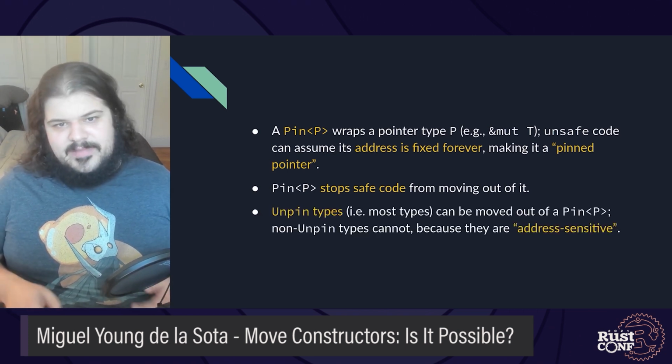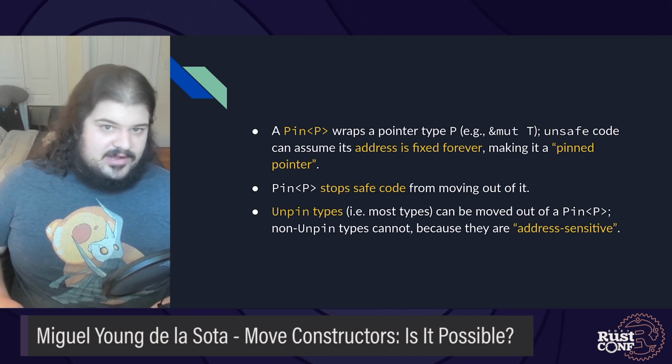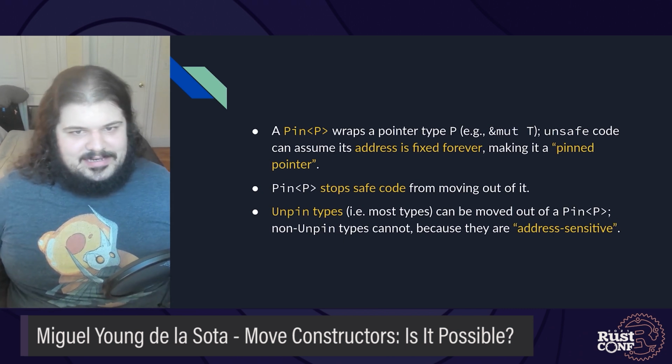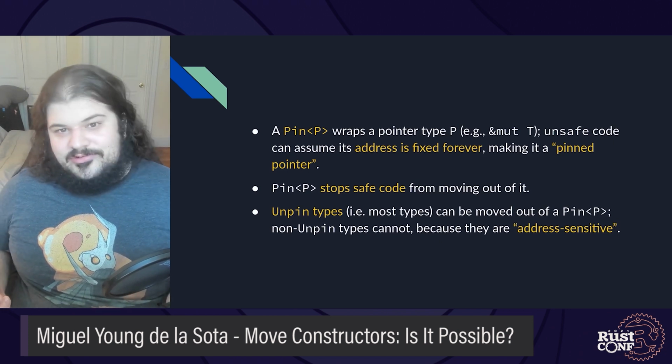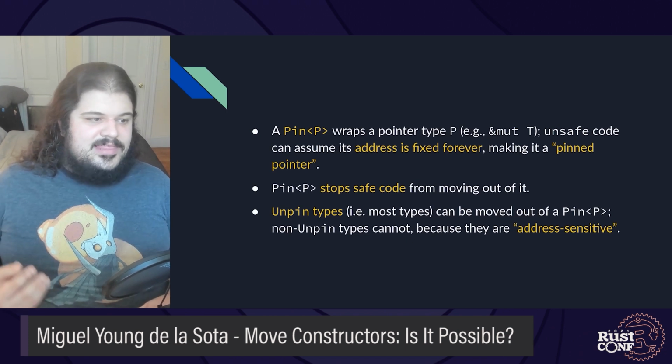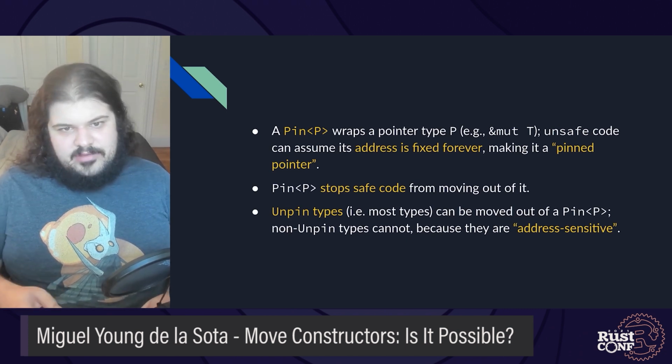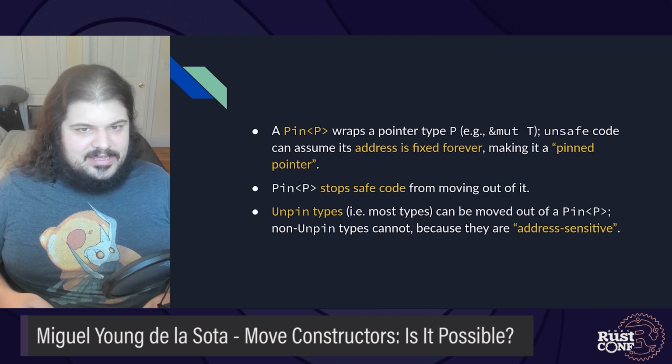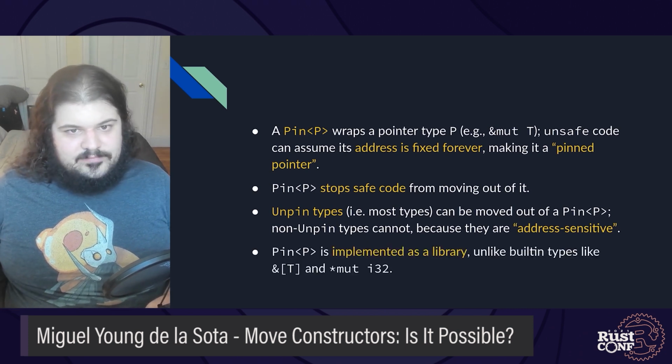Most Rust types are unpin, meaning that they nonetheless can get moved out of a pin. Like, you can unpin an integer, because integers don't really know about their address. But a self-referential type like cycle is sensitive to its address, and therefore can't be unpinned. You actually usually disable unpin by adding a special type that I'll show later.